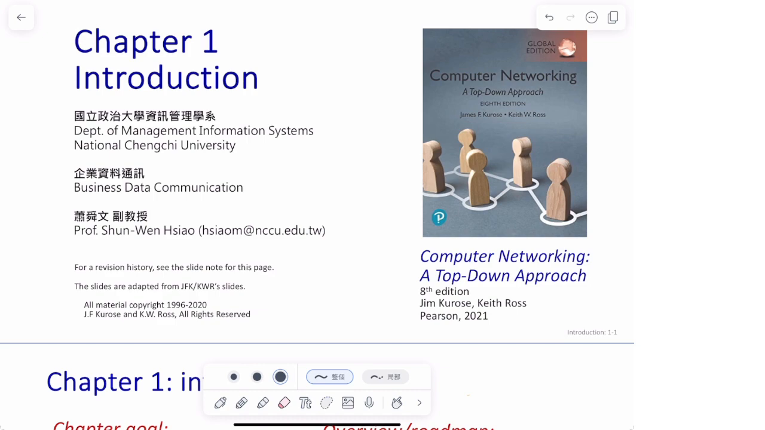very simple and general introduction to the entire computer networks, including the software, the network protocol, the hardware, and devices and links. A lot of things in this chapter. So we will go over the first chapter, and we will further dig into different details in the later chapters. Okay.